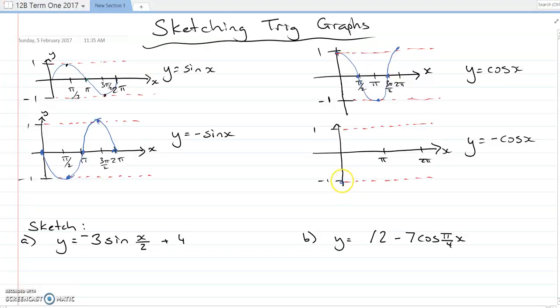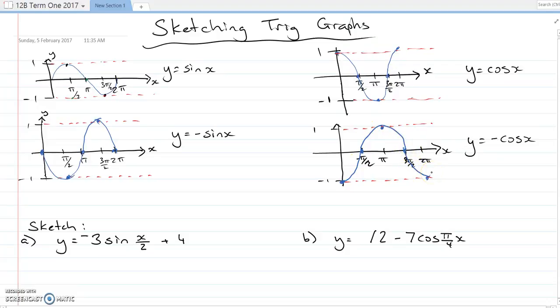So we start at the very bottom of -1, and we get to the first key point, we're back into the middle, and then to the top, and then to the middle, and then to the bottom. So we'll just sketch it like this.